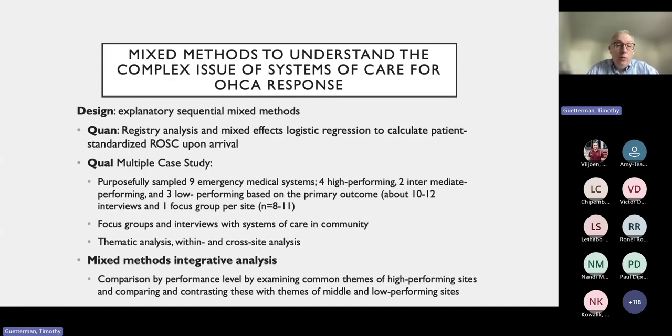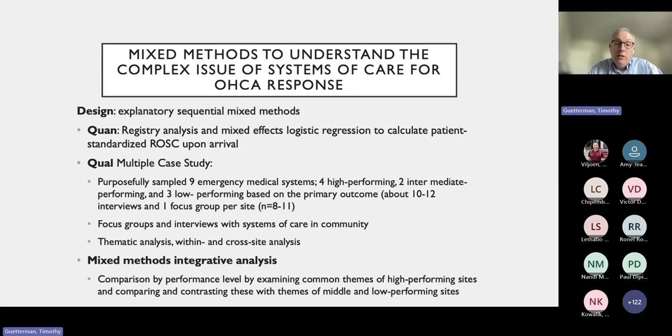Quantitatively, we looked at registry data. So essentially, this is organizations that are reporting into this registry of cardiac arrests that happen outside of the hospital. And then through logistic regression, we looked at basically standardized, and you see this term here, I won't get into jargon, but that's basically whether they had a pulse when they arrived at the hospital. So that was the first step, just to figure out what's the survival rate across these communities.